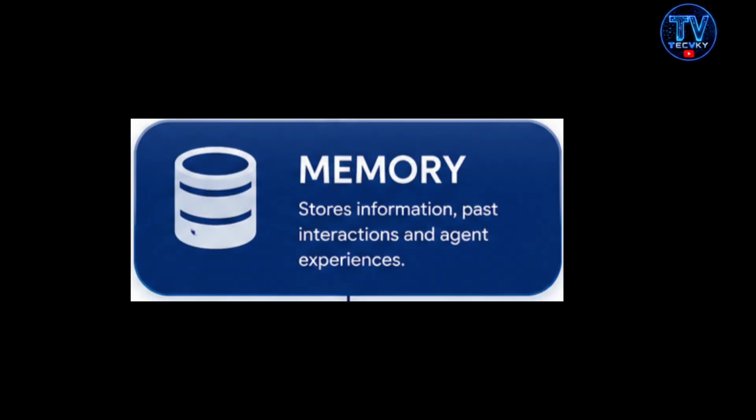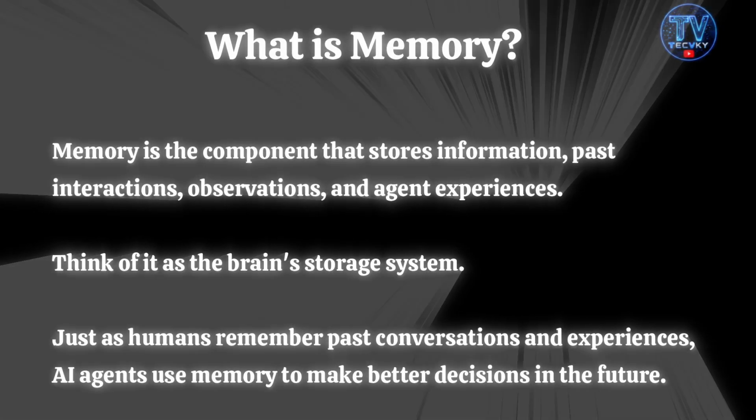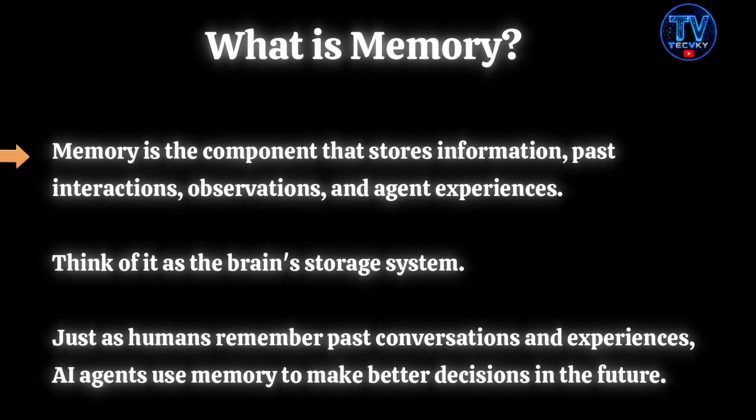Now let's talk about something that makes AI agents truly intelligent over time: memory. Without memory, an AI agent starts every conversation from scratch. With memory, an agent can remember information, maintain context, learn from previous interactions, and provide a more personalized experience. Okay. So let's see what is memory. Memory is the component that stores information, past interactions, observations, and agent experiences. Think of it as the brain's storage system. Just as humans remember past conversations and experiences, AI agents use memory to make better decisions in the future.